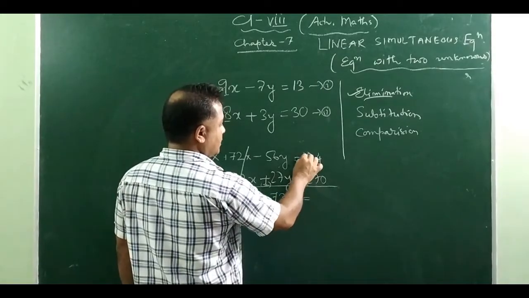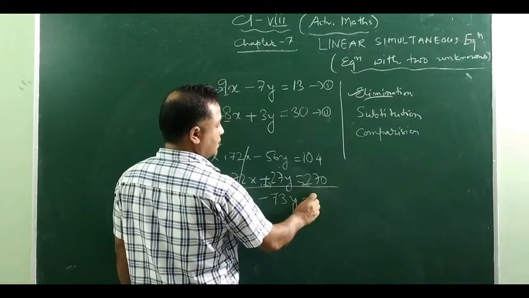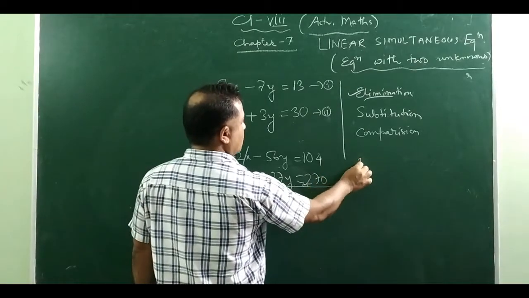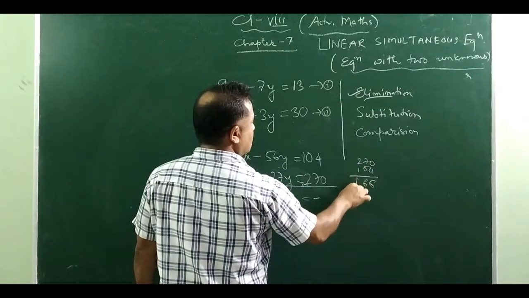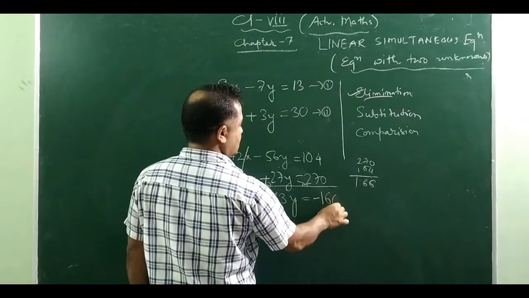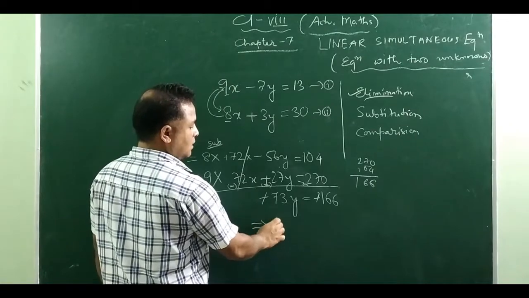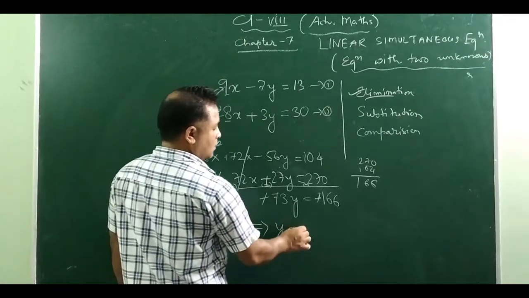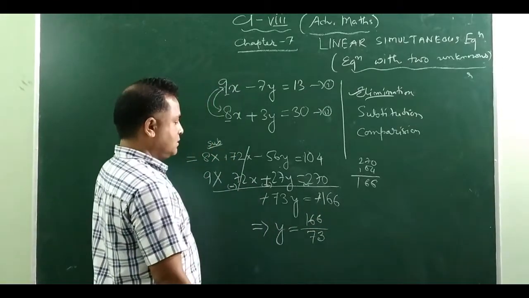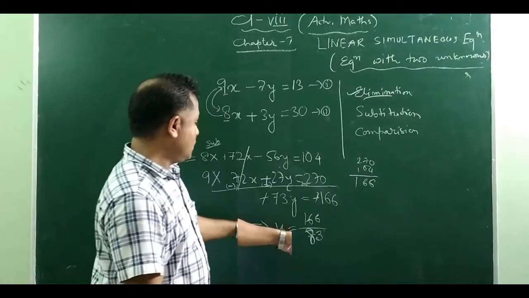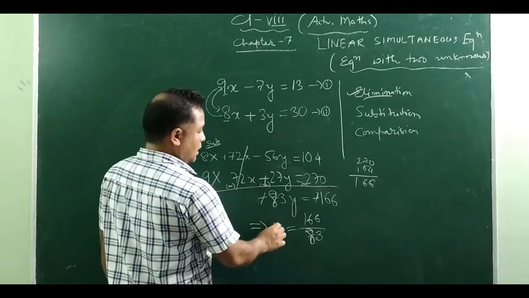That gives 83y. Here it is a plus and minus, so the greater value is 270, and the greater sign is minus here. That means 270 minus 104 is 166. We cancel the minus from both sides and take the value of y. So 166 divided by 83. I made a mistake here in counting, so it is 83.